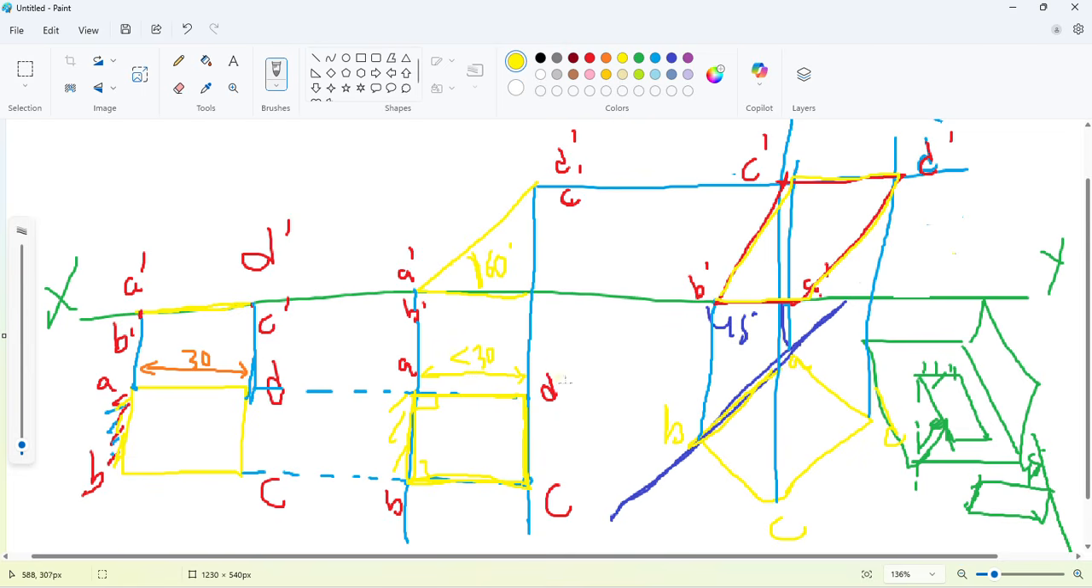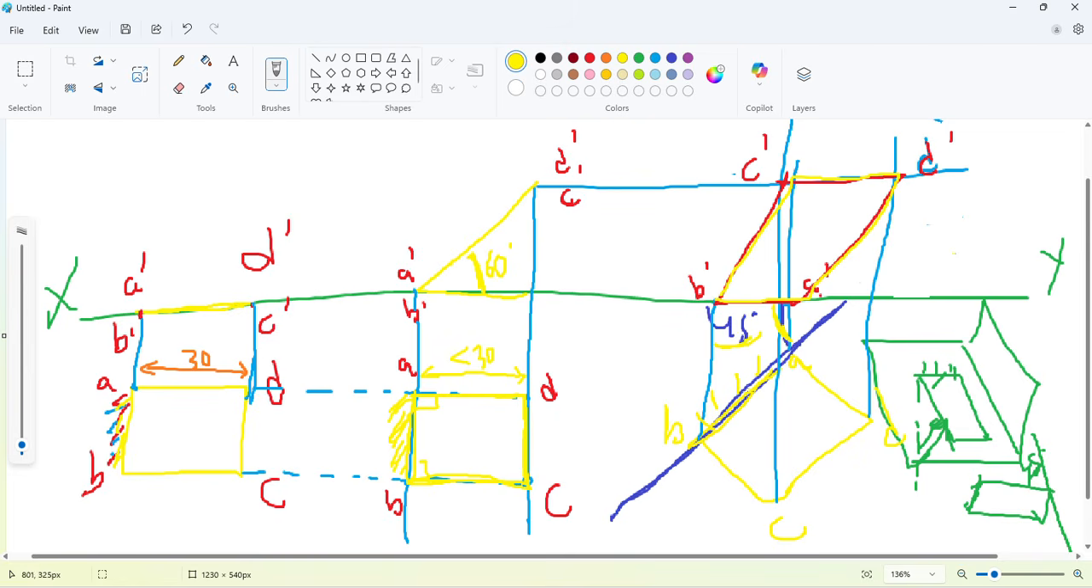Now in the third condition, along with these two conditions, first one is resting on the edge on HP, and along with resting on this edge on HP, the surface makes an angle of 60 degree with HP. Now the third condition is while resting on this edge on HP and along with the 60 degree with HP, this resting edge makes an angle of 45 degree with the VP. So this is the third condition.